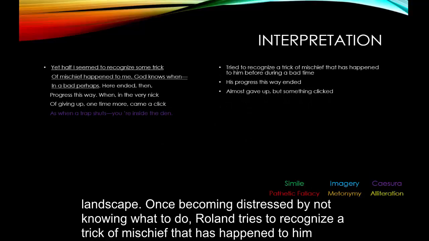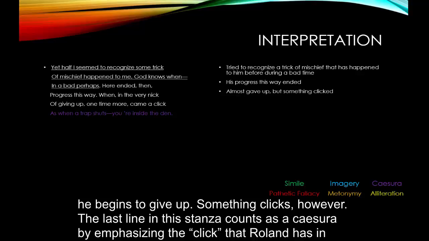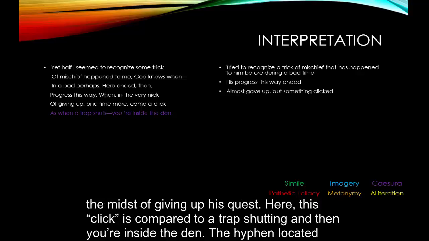Once becoming distressed by not knowing what to do, Roland tries to recognize a trick of mischief that has happened to him before during a bad time in order to aid him in this predicament. His progress soon ends this way after failing to come up with something, and he begins to give up. Something clicks, however. The last line in the stanza counts as a caesura by emphasizing the click that Roland has in the midst of giving up his quest.